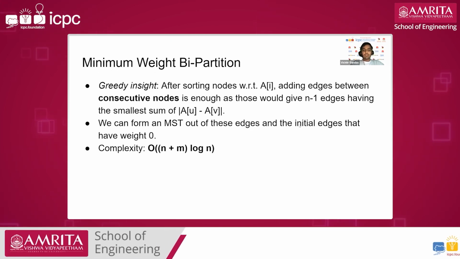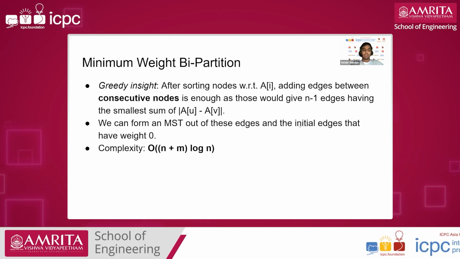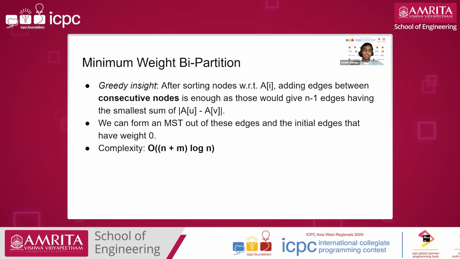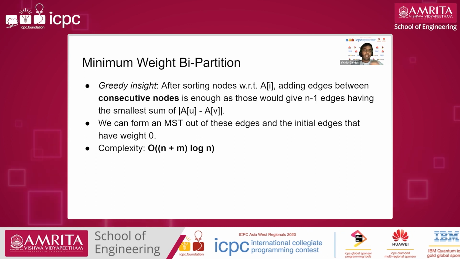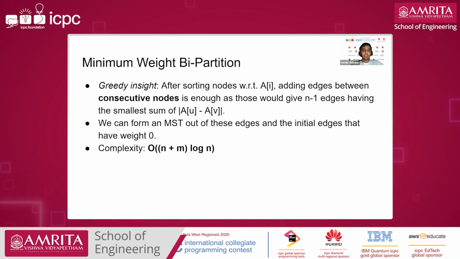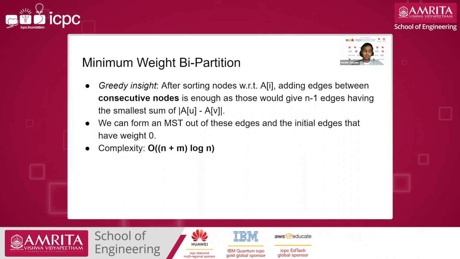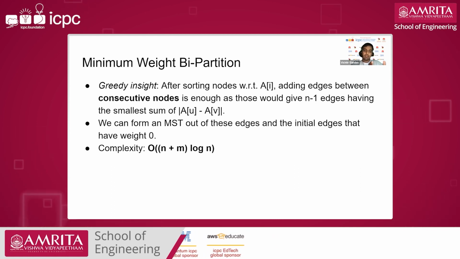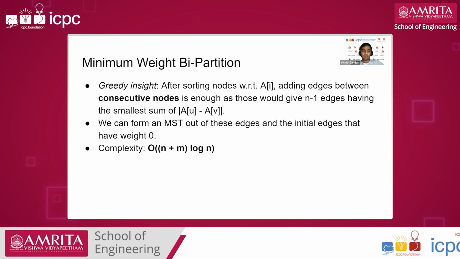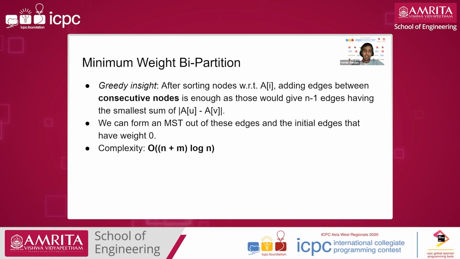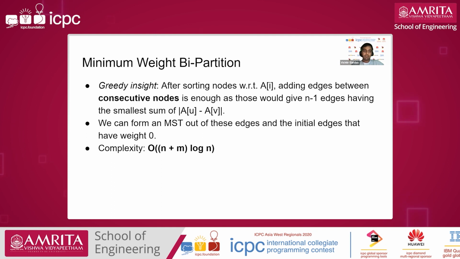We can sort all the nodes by A_i values and then pick only the consecutive nodes and put one edge between them, because we know that we can form a tree within n-1 edges. We already have some edges, and by sorting them and picking only consecutive ones, we get n-1 edges. The edge cost is |A_u - A_v|. The absolute value is minimum if they are consecutive, because if we take any other pair, let's say some Z, then V to Z and Z to V would be even more cost. So this was one more insight to start with the greedy solution.